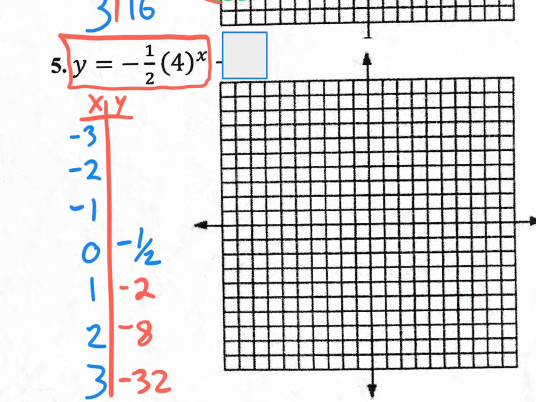By 4. So backwards it'd be dividing by 4, or better said, multiplying by 1/4. So what is negative half times 1/4? Negative 1/8. And what's negative 1/8 times 1/4? Negative 1 over 32, which is really small.